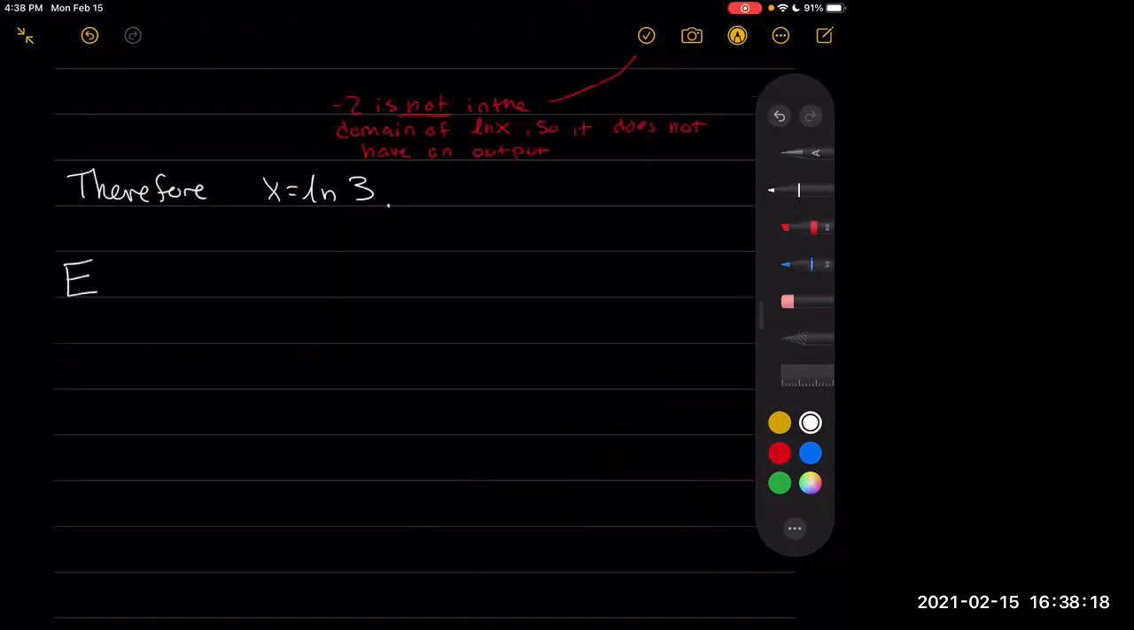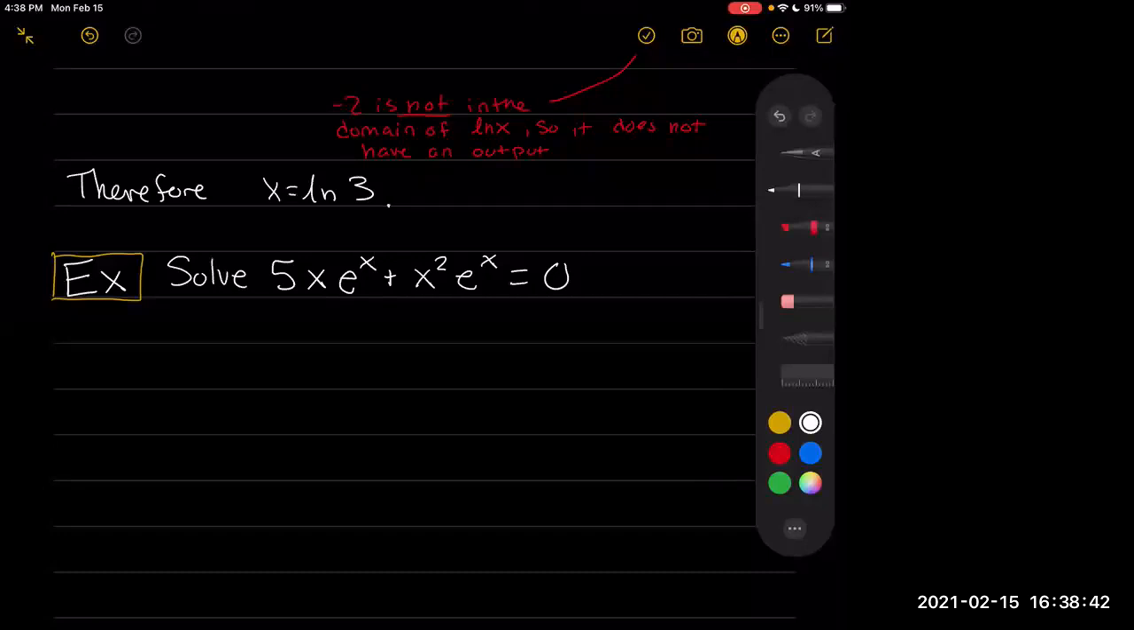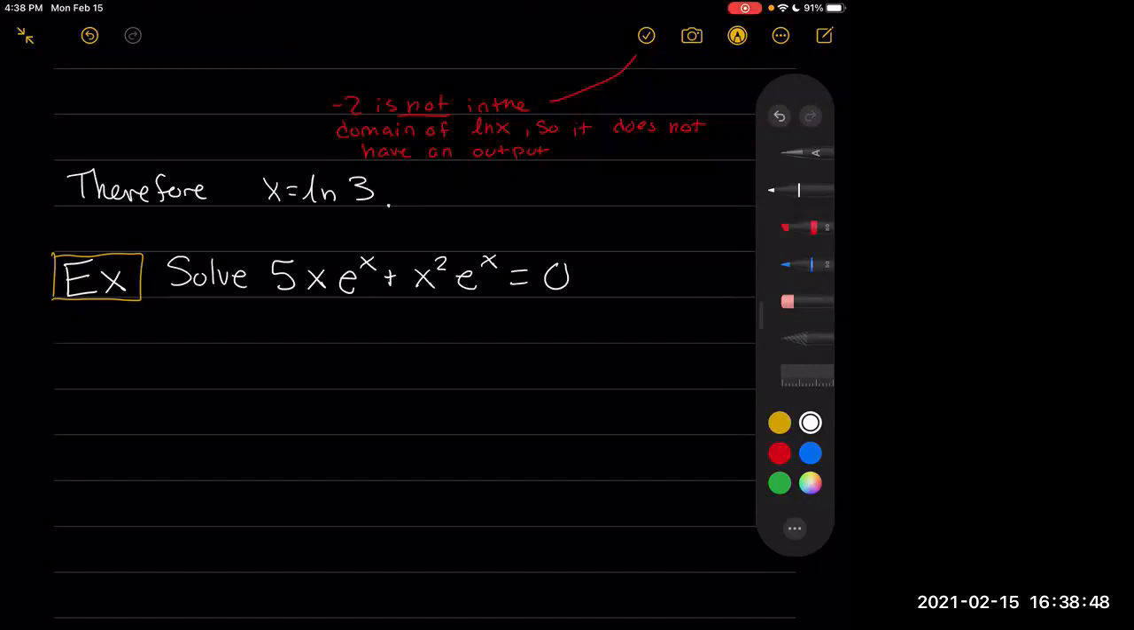Okay. So another example. This time we're going to solve 5x e to the x plus x squared e to the x equaling 0. So here we can factor out an x e to the x from each term. So we'll have x e to the x times (5 plus x) equaling 0.